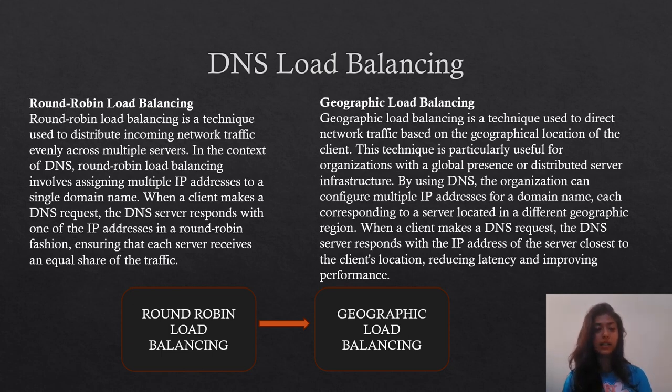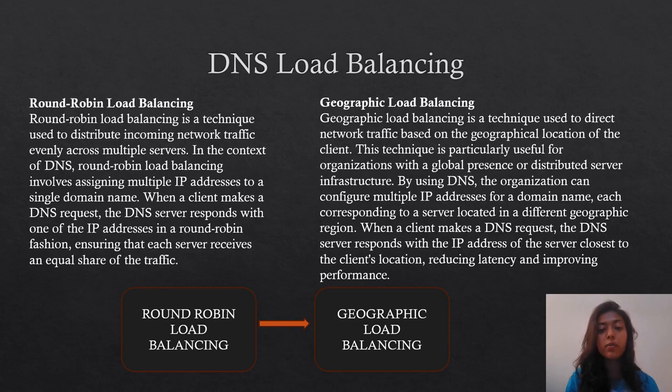DNS load balancing: round-robin load balancing and geographic load balancing. Round-robin load balancing is a technique used to distribute incoming network traffic evenly across multiple servers. In the context of DNS, round-robin load balancing involves assigning multiple IP addresses to a single domain name. When a client makes a DNS request, the DNS server responds with one of the IP addresses in a round-robin fashion, ensuring that each server receives an equal share of the traffic.